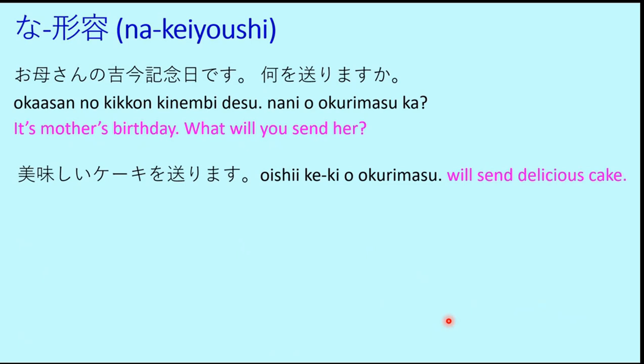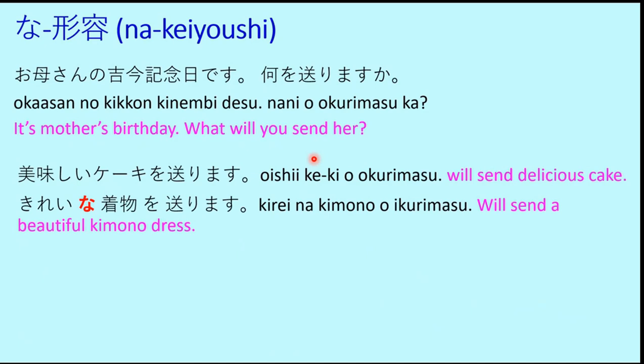Oishii keiki o okurimasu. I will send a tasty cake, a delicious cake. So keiki is the katakana word. This is the same word as cake in English. Oishii is the adjective here, which means tasty or delicious. So there is no na in between the adjective and the noun. Oishii keiki o okurimasu. And if we want to use a na adjective, let's see what example we have.